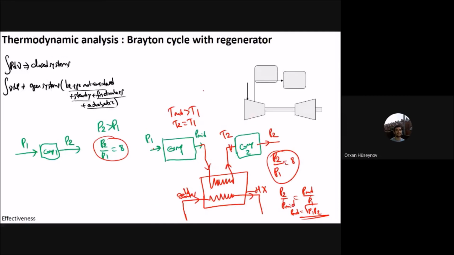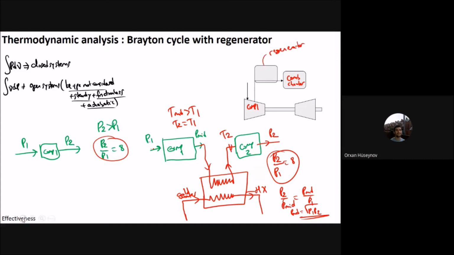This is the first thing. And the second thing is that you are using the regenerator. So how do we use the regenerator here? Now let's see that one. You have compressor 1 here, and this compressor 1 sends fluid to the combustion chamber. But here you can see the differences. From compressor 1 to combustion chamber, you have another component here. This component is called the regenerator.